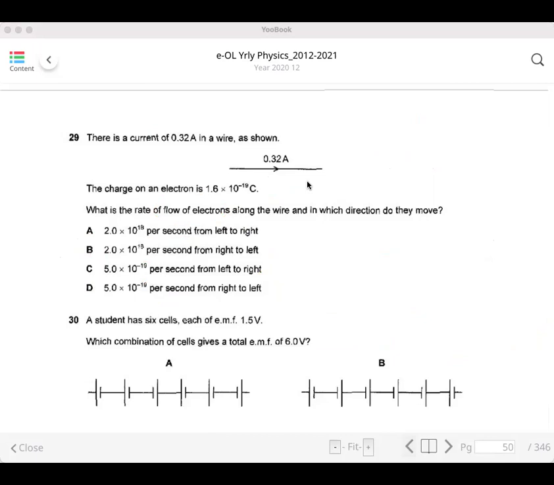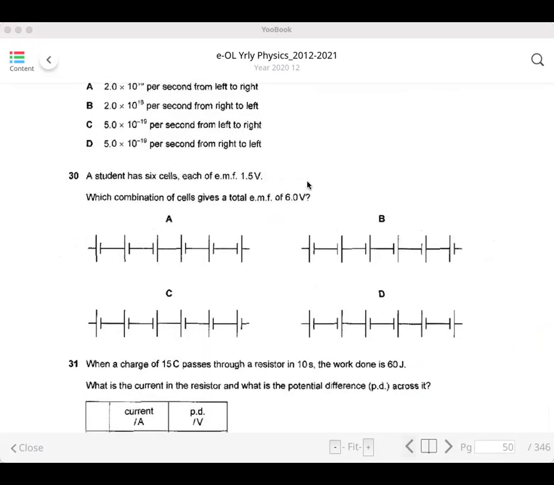Okay, let's do the next question. Question number 30, you may begin. Okay, Xiao Xing, well done.